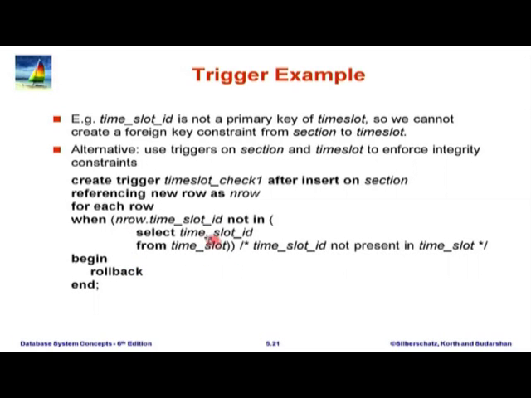Essentially what it's doing is, when I insert something into section, it checks if the time slot ID is not in the time slot table. If it is not in there, it rolls back the insert. So this is enforcing an integrity constraint, a foreign key constraint, which unfortunately could not be enforced in SQL because the time slot ID in the time slot table is not a primary or a unique key. So we couldn't make it a foreign key, but instead we could create a trigger to enforce the constraint.